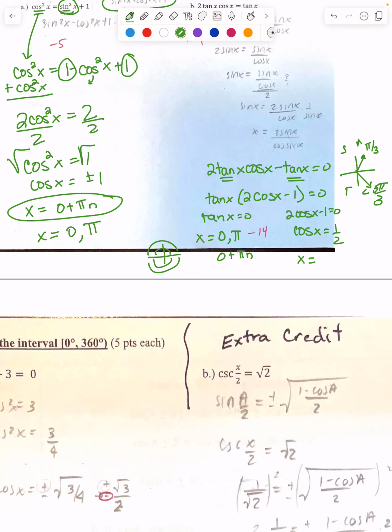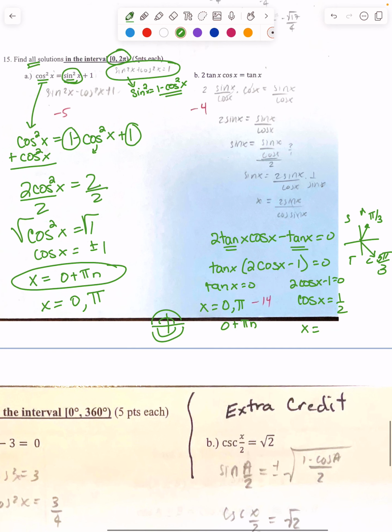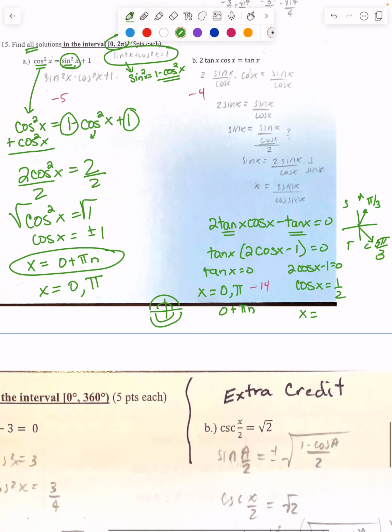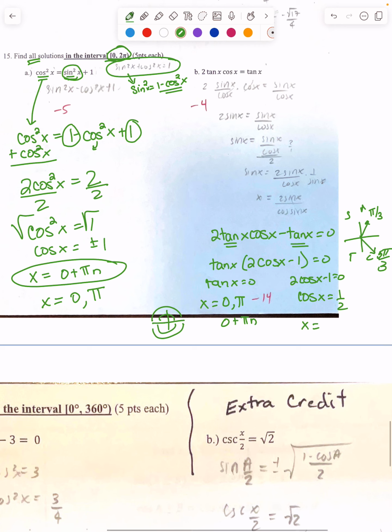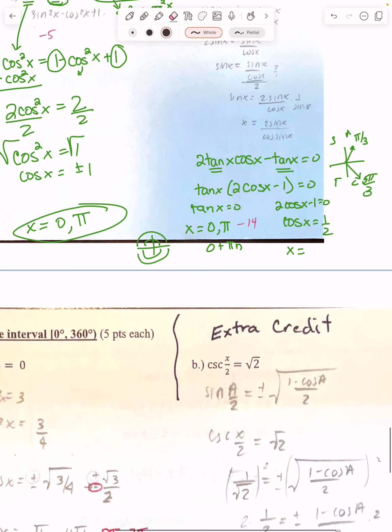And if I want all solutions, if it's only just the solutions from 0 to 2 pi, let me just double check. Oh, I'm so sorry. It does say in the interval from 0 to 2 pi. So this would be my answer, not this. I don't need the equation. And then these would be my answers. I don't need to worry about the 0 to pi and pi over 3 and 5 pi over 3.